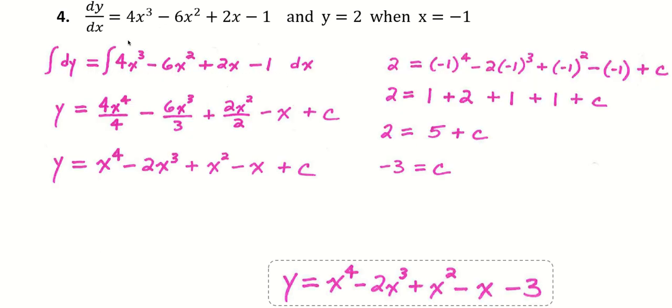Number 4, we're just going to be integrating term by term. So we get 4x to the 4th over 4 minus 6x cubed over 3 plus 6 over 2 minus x plus c. Looks like I cleaned this up a little bit before plugging in my -1 and my 2 and getting c equals -3. So then you write your final answer with your c value now saying just minus 3 for the particular solution.